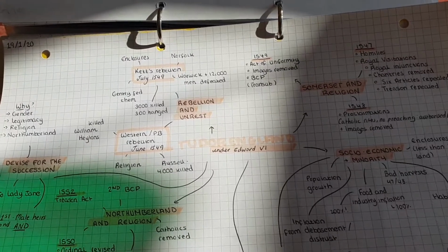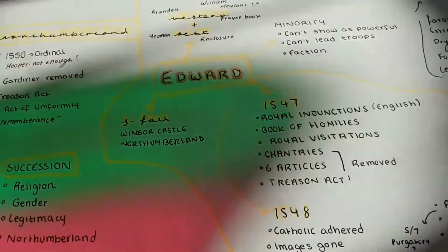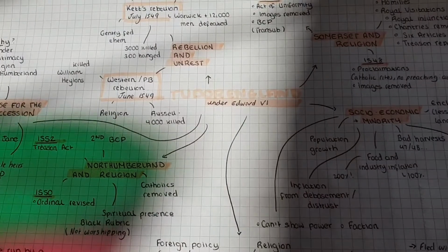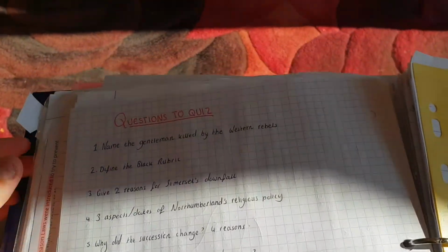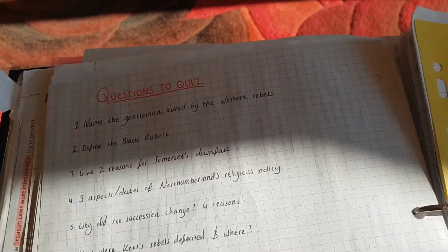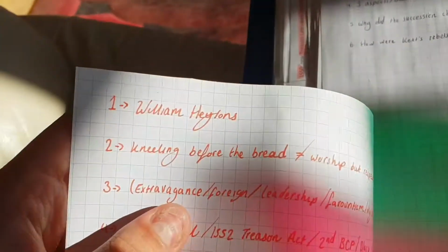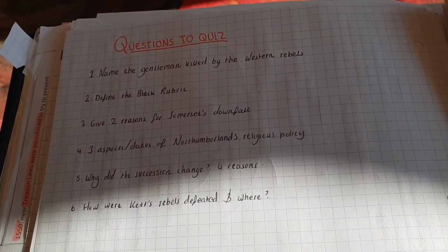Something which I find very useful is I make little summary sheets at the end. So I've got a few of these for Edward, I've got some for Mary, and I've got little questions on the back, so I like to quiz myself. So, for example, name the gentleman killed by the Western rebels, and he's William Hellions, yeah. So then I've got the answers here. And these are just precise facts because I like to use them in the exam.